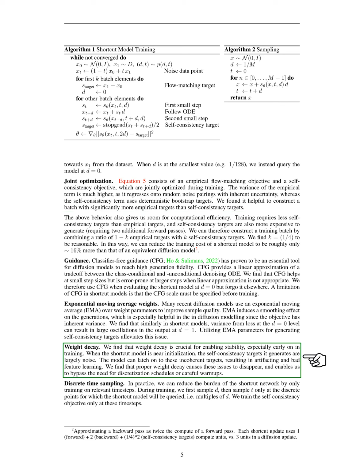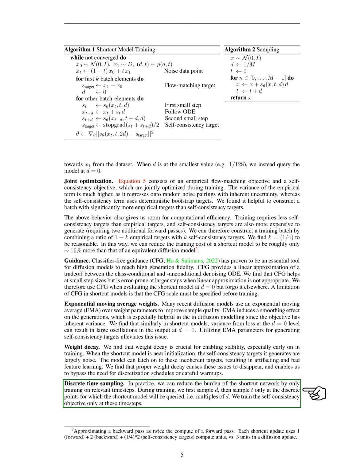Weight decay is important for stability, particularly early in training, as it prevents the model from getting stuck on noisy targets. We find that proper weight decay eliminates these issues, allowing us to avoid complex training schedules. Finally, we streamline the training process by only sampling relevant time steps, focusing on multiples of the step size during training. This targeted approach helps us train the self-consistency objective effectively.